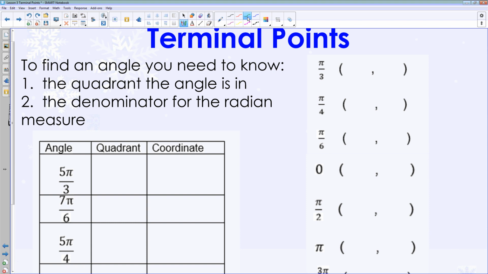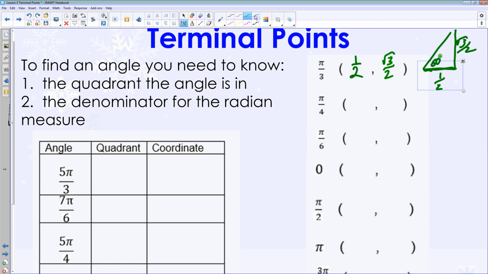We just went over how to find these, but pi over 3, remember your x value is 1/2 and your y value is the square root of 3 over 2. If ever you forget, just draw a little triangle for yourself. This is 60 degrees, so it's pi over 3. Notice this is the shorter side, and 1/2 is definitely shorter than the square root of 3 over 2. So my x is 1/2, and my y is the square root of 3 over 2.